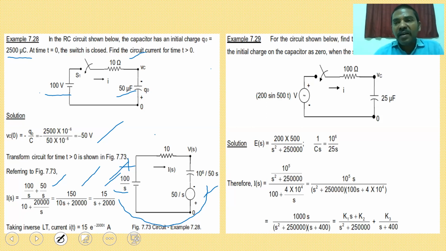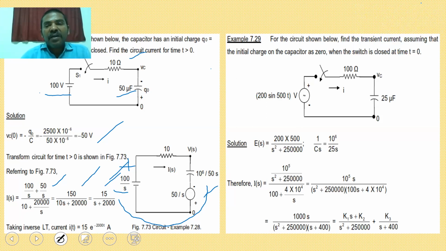Then come to another example of an RC circuit excited by a sinusoidal excitation of 200 sin 500t. Here omega is 500 and the maximum voltage is 200. For the S domain analysis, omega divided by S square plus omega square, so the voltage we are getting is 200 into 500 divided by S square plus 250000. The capacitance value is 25 microfarads, so 1 by Cs is equal to 10 power 6 divided by 25 S.